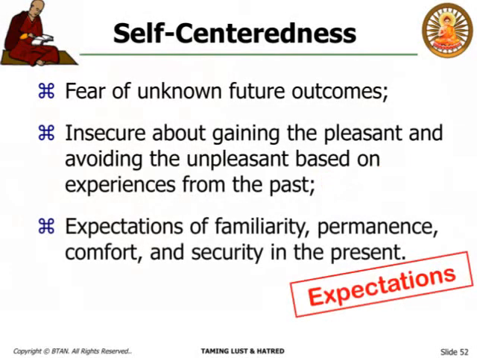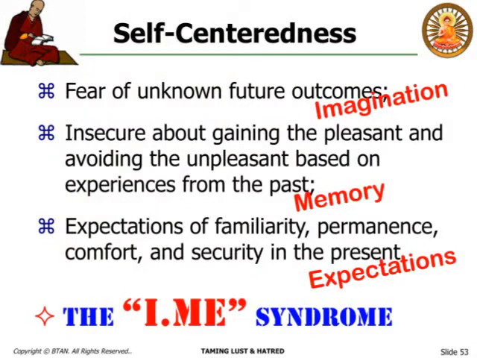And the third one is basically wanting something but not getting it. Expectations of familiarity, of permanence, of comfort and security in the present moment. And this is really because of expectations. These are the three: imagination, memory, expectation. I-M-E. I call this the I-M-E syndrome. Or, seen in another way, the I-me syndrome.